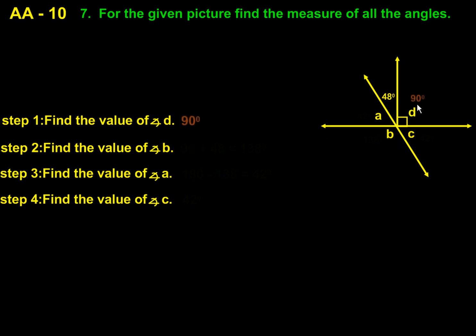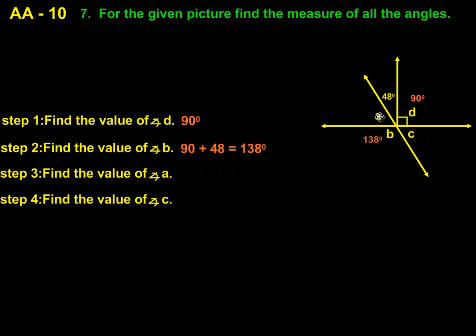So D is 90. Now we're left to find B, and B is a vertical angle to D and also the 48 that we were given. So if we add these together, that's going to be the value of B. And 90 plus 48 equals 138.